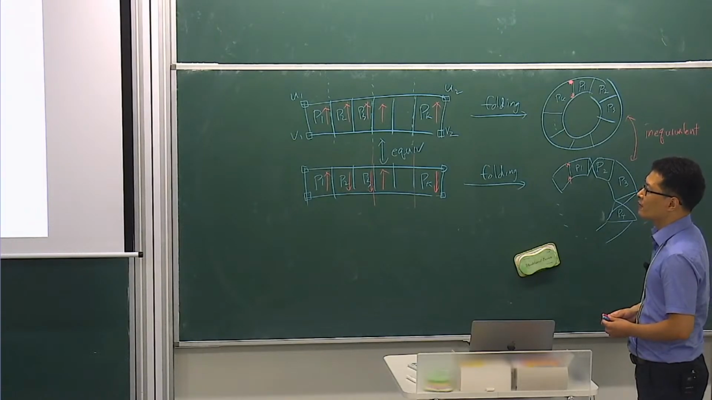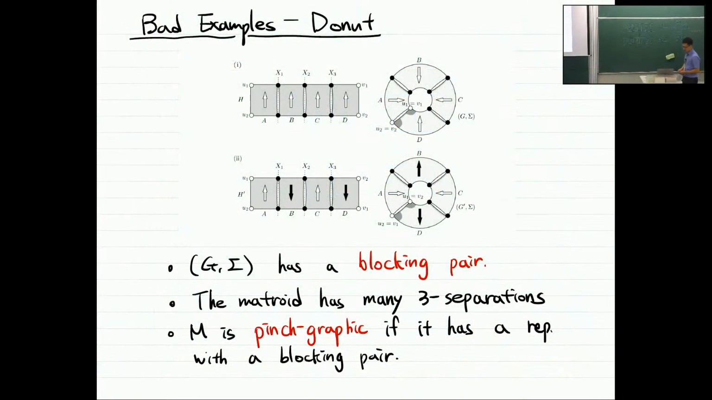Why do we have the bad examples? Because this construction has a blocking pair. These two are the blocking pair of this signed graph, and these two are the blocking pair of this signed graph. And there are many 3-separations of the matroid. Each P_i union P_{i+1}, for consecutive indices, always forms a 3-separation of the matroid.